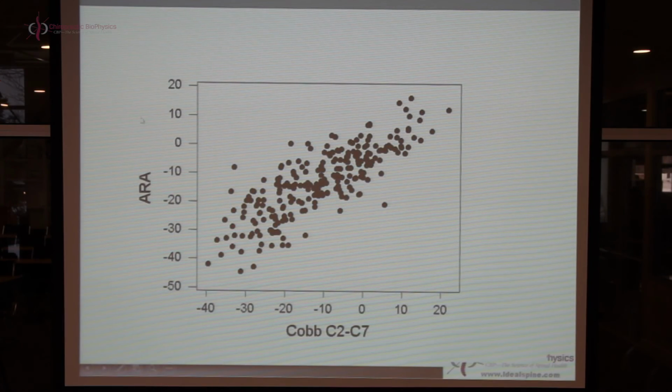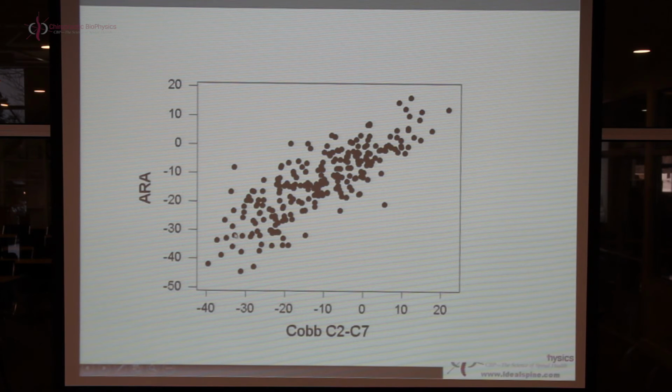Just to give you an example, here's a scatter plot. This is the ARA C2 to C7, looking at the angle of curve from C2 to C7 posterior body relative to the Cobb angle C2 to C7. You can see that these have a positive slope.